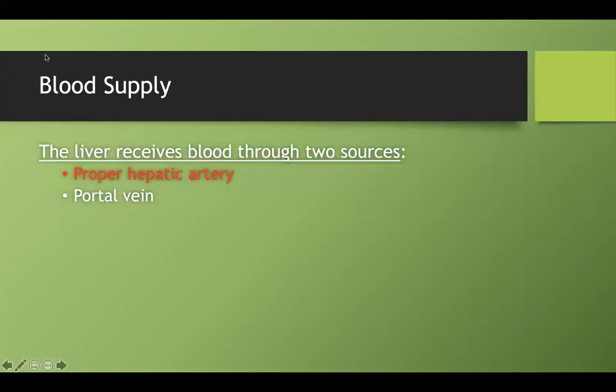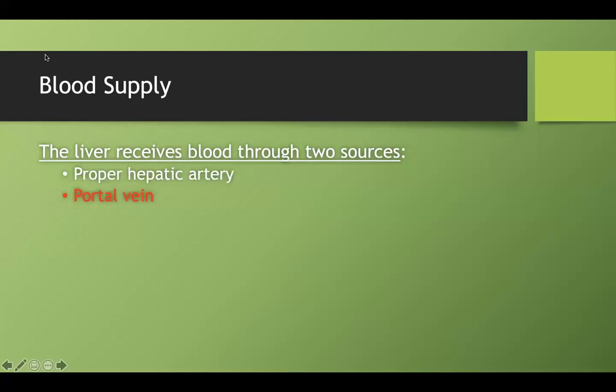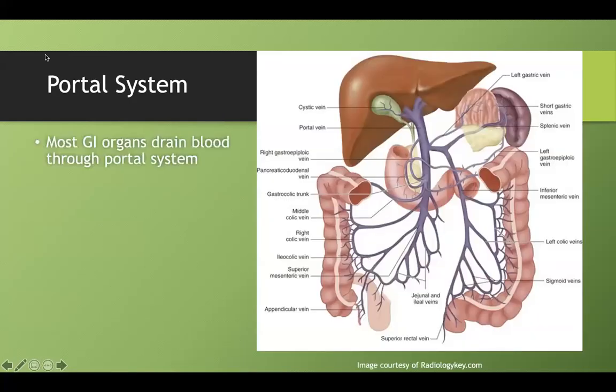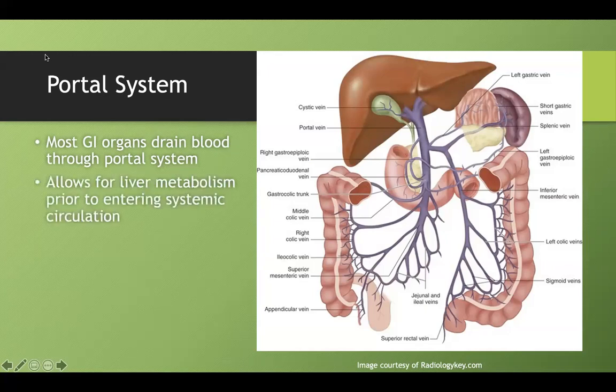In addition to receiving blood through the proper hepatic artery, the liver also receives blood supply from the portal vein. And most of our GI tract actually drains into the portal system. So this blood should be deoxygenated. It has a lot of nutrients and other supplements that were absorbed in our GI tract as well. So if you think about it, you don't want all of that stuff instantly entering the systemic circulation without any sort of checkpoint. So the liver acts as that checkpoint and can metabolize certain substances prior to them entering systemic circulation and potentially causing some damage.